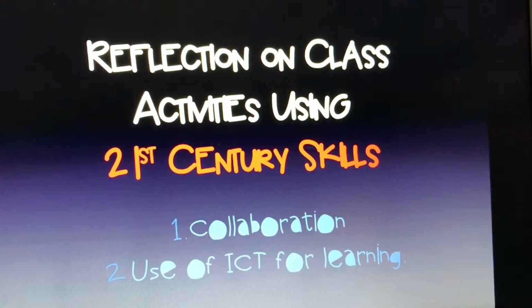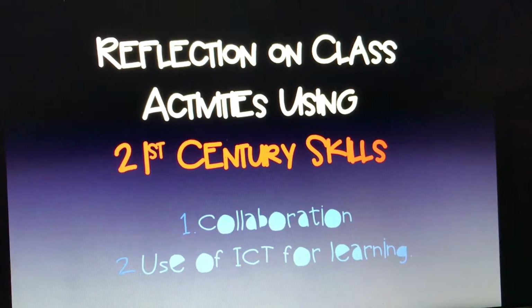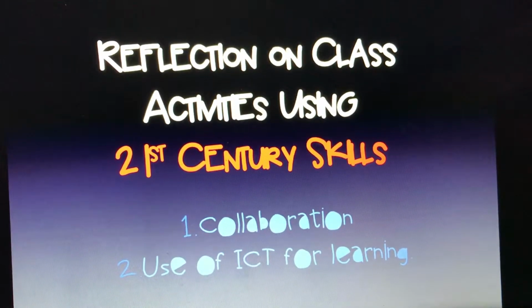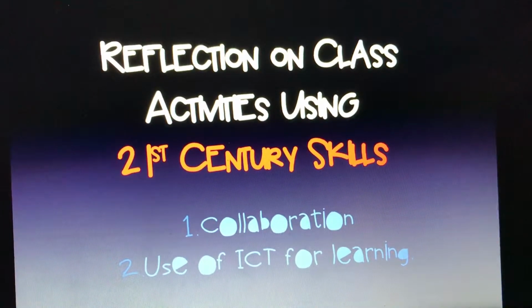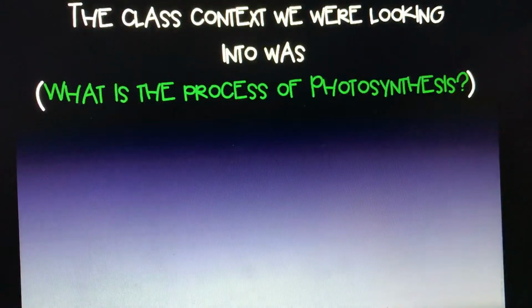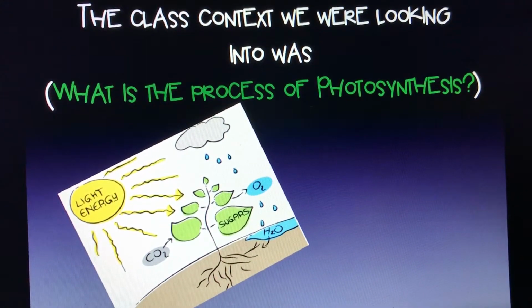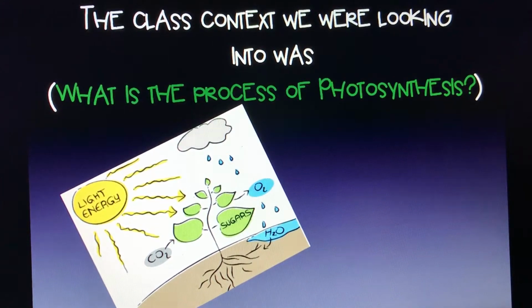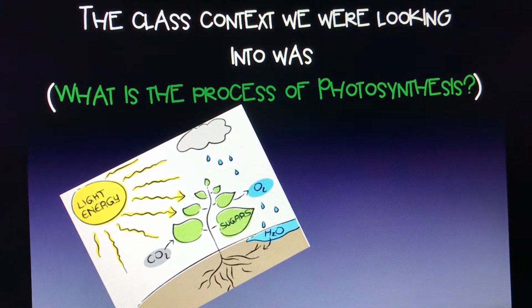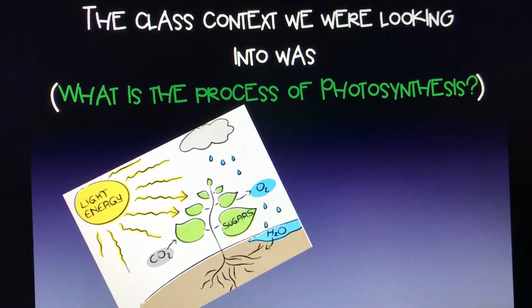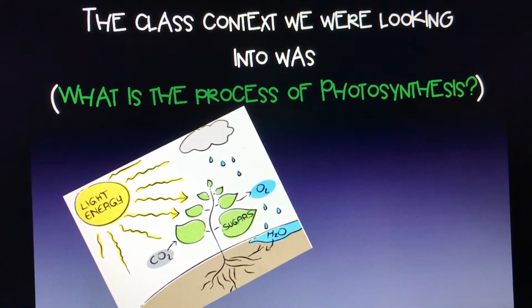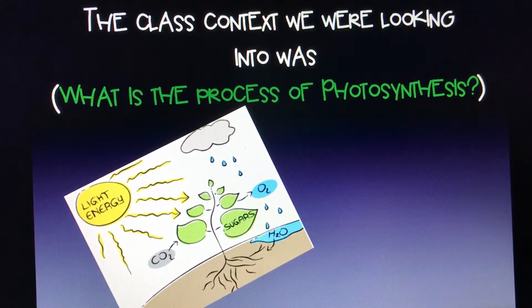Reflecting on class activities using 21st century skills, collaboration, and the use of ICT for learning. The class context we were looking at was the process of photosynthesis. Students had to work together to research, document, and present their findings in a presentation explaining their knowledge about the process of photosynthesis.